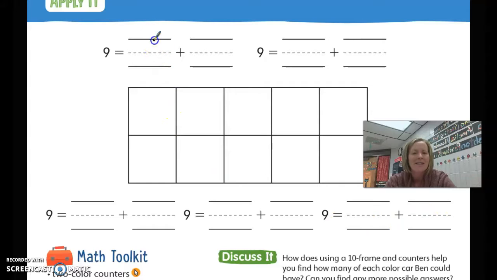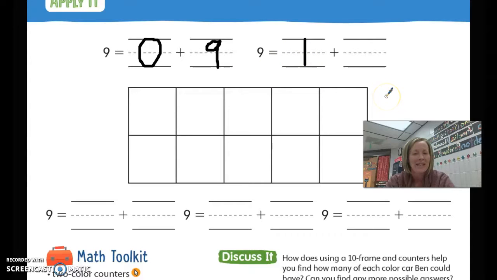So I'm going to start with 0. If I have 0, how many more do I need to get 9? You are correct. 0 plus 9 equals 9, or we say 9 equals 0 plus 9. Now, could I switch these numbers around and say 9 equals 9 plus 0? I could. That would be the same problem.